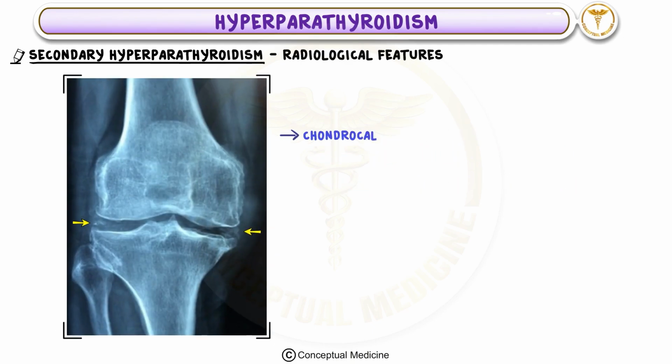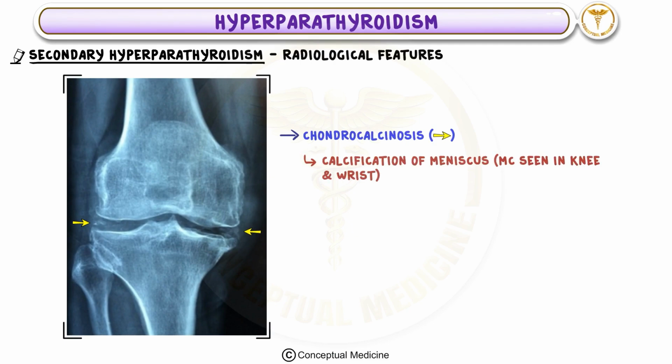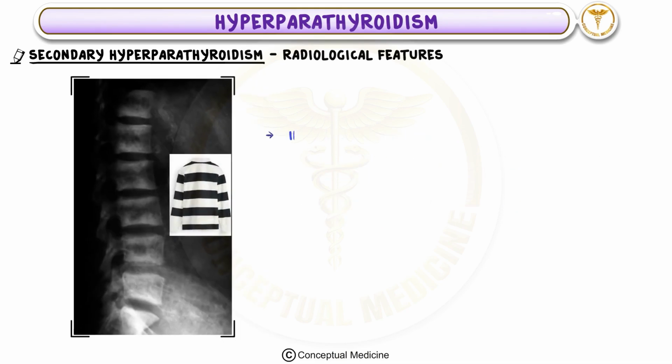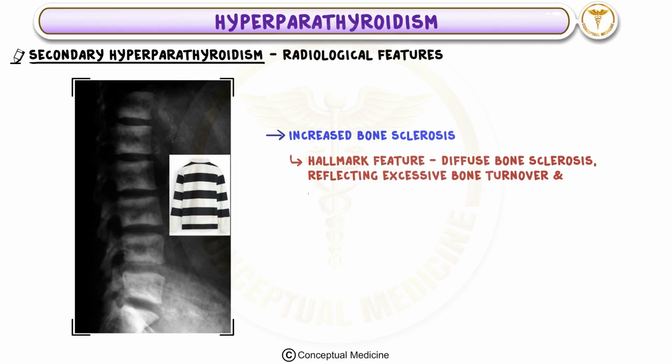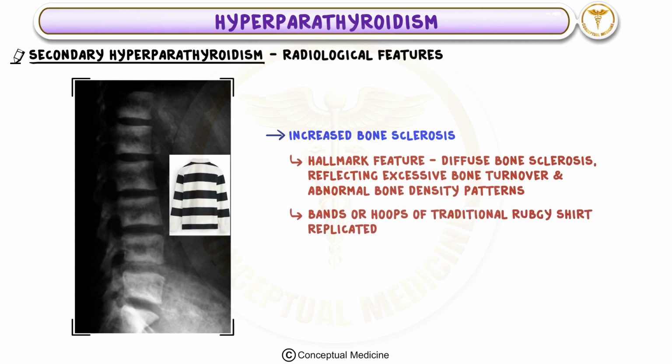2. Chondrocalcinosis. Another key finding is calcification of the meniscus, commonly seen in the knee and wrist. This reflects calcium phosphate imbalances associated with chronic kidney disease. 3. Increased bone sclerosis. A hallmark feature of secondary hyperparathyroidism is diffuse bone sclerosis, reflecting the excessive bone turnover and abnormal bone density patterns. The origins of this radiological sign are clearly illustrated. The bands or hoops of a traditional rugby shirt replicated in the bony changes of the spine.